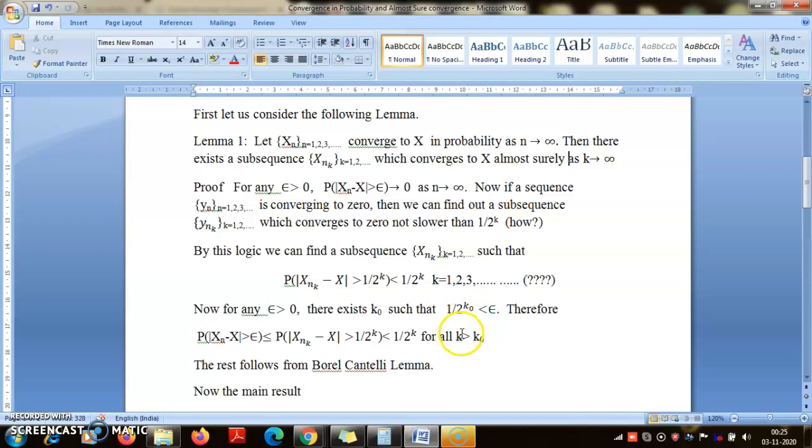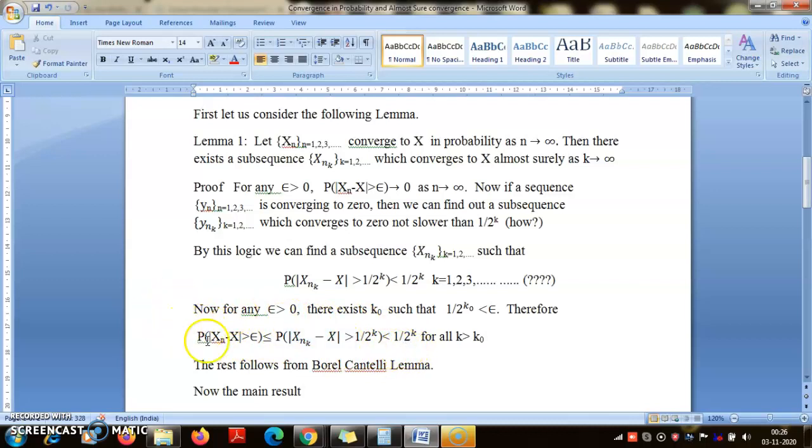So for any k, now if |x_nk − x| is greater than epsilon, then obviously it is going to be greater than anything smaller than epsilon. So therefore this event implies this event, and therefore A implies B, hence the probability of A is less than or equal to the probability of B, and hence you have this result.